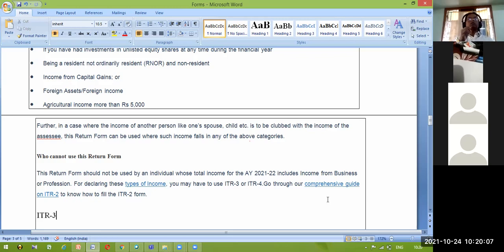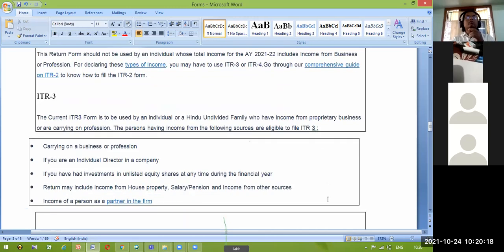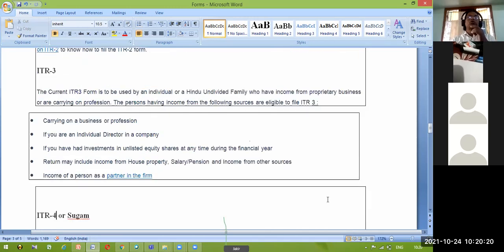So ITR 1 and 2 we have understood. You cannot use these if you have income from business or profession. It is very clear and easy to understand: if you have income from business or profession, you have to go for ITR 3. So let's spend 2 minutes on ITR 3. The current ITR 3 form is to be used by an individual or Hindu Undivided Family who have income from a proprietary business or carrying on a profession. See, business does not mean partnership here. It's a proprietary business you are having. So if you have income from business, you have to go for ITR 3.